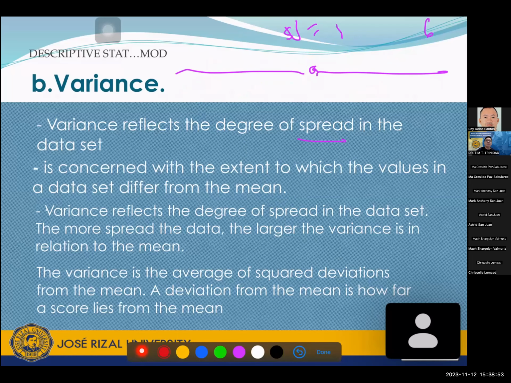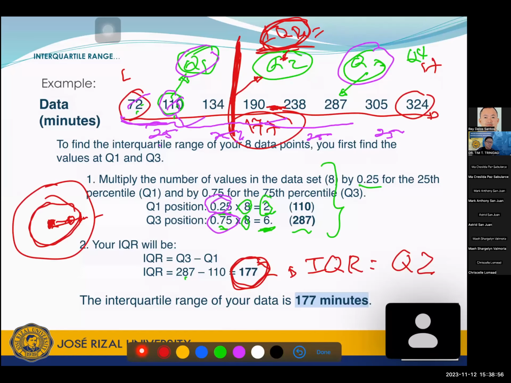Doc, can I follow up? The Q2, it's supposed to be the median, no? Yeah, Q2 will be the median. So it's supposed to be the average of 190 and 238. The average, no.